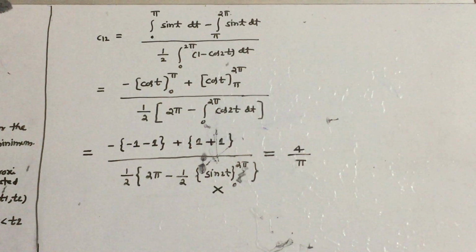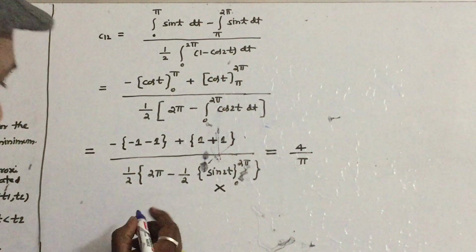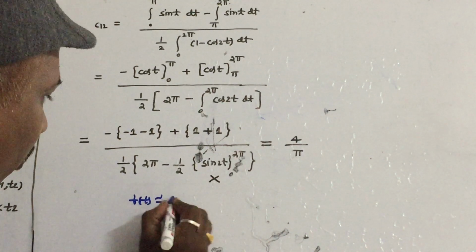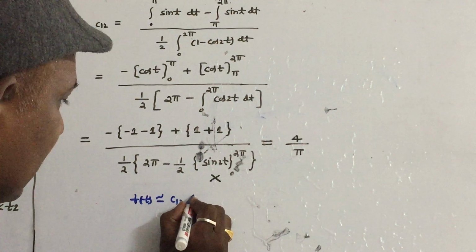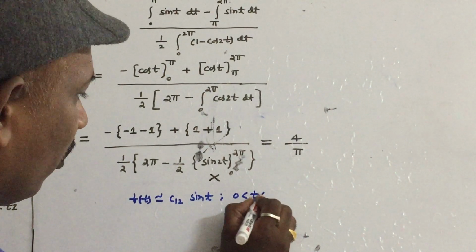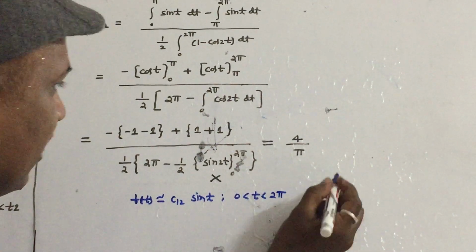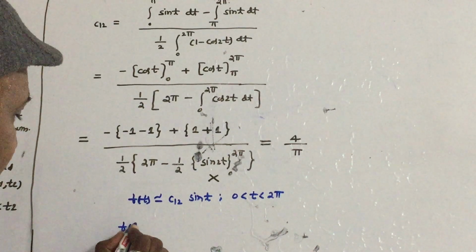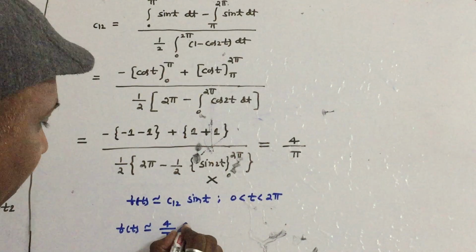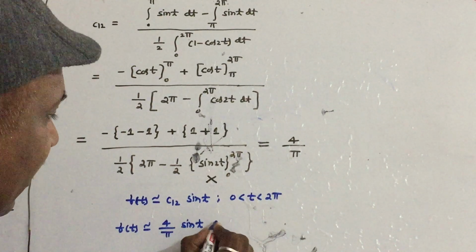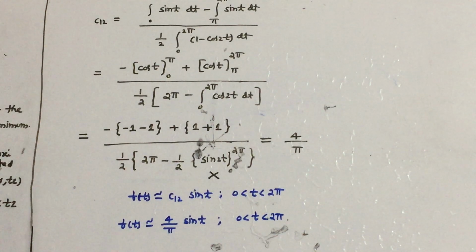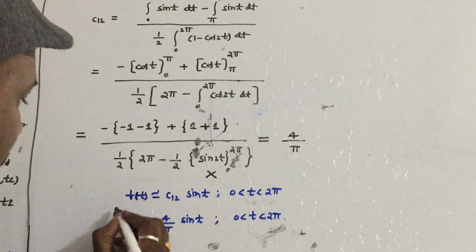So, a very important answer. What is our approximation? Our approximation is f of t approximately equal to C12 into sin t in the interval 0 to 2 pi. C12 we have got, so f of t is approximately equal to 4 by pi into sin t in the interval 0 to 2 pi. This is the answer you have to mention in the examination.